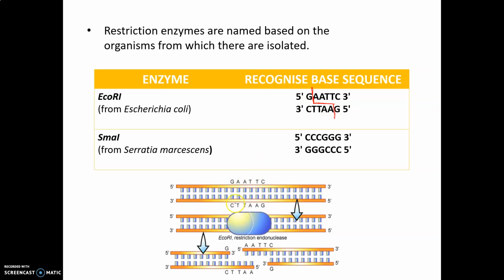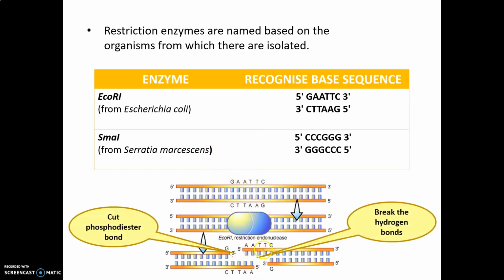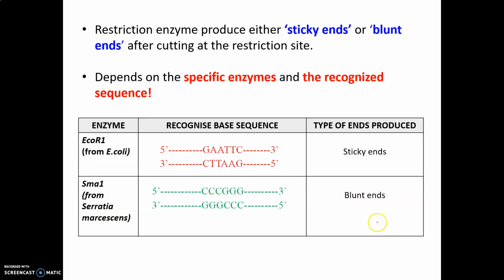After that, it will come and break the phosphodiester bond between G and A, and in between A and T of the next pair of bases, it will break the hydrogen bond. Okay, basically that is what it will do. It will produce the staggered cut, a stepwise cut. Okay, it will produce overhang. I will show the sequence. Okay, it will cut the phosphodiester bond and at the same time break the hydrogen bonds.